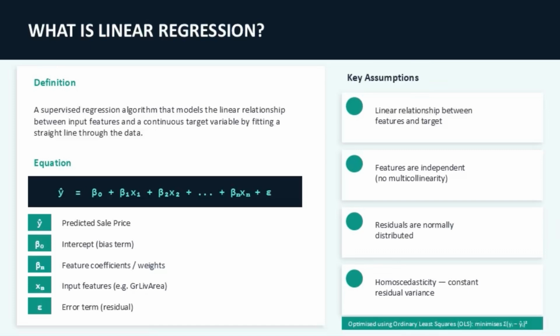For example, as the size of a house increases, the price also increases, and linear regression models this relationship mathematically. The model learns coefficients for each feature by minimizing the squared difference between predicted and actual values. However, it assumes that relationships are linear, which is not always true in real-world data.